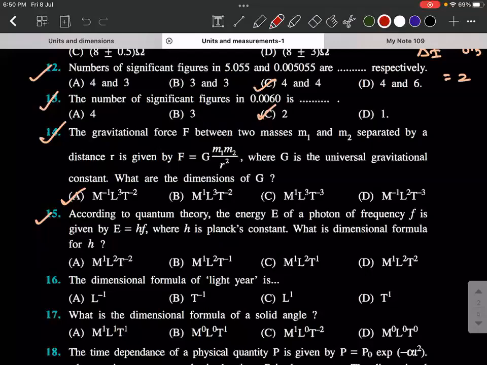This I'll do. Okay. So write down the equation E is equal to H into F. 15th question. E is equal to H into F. Okay, H is called Planck's constant. You learn about this in atomic structure in your chemistry.